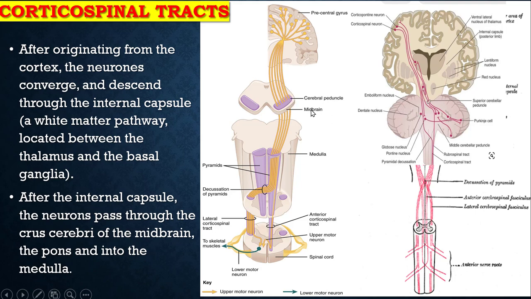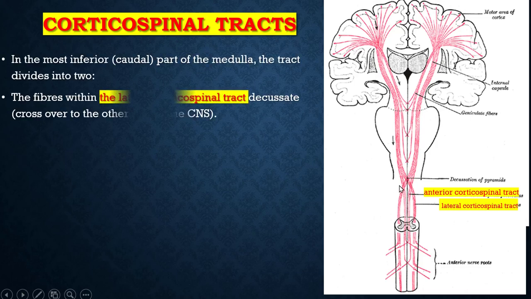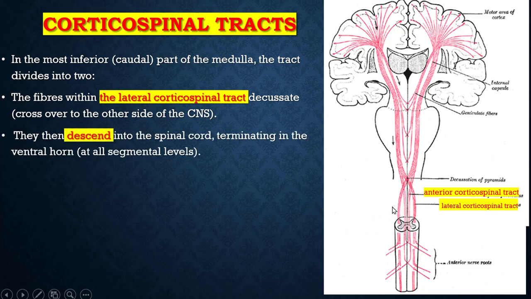Here you can see that the cerebellum is connected with the midbrain by 3 peduncles. Crus means peduncle. So these fibers then pass through these peduncles. This is the crus or the peduncle of the cerebrum, and then they descend downward. In the most inferior caudal part of the medulla, the tract divides into 2 parts. Here this is the most caudal part of the medulla, and here the tract divides into 2 parts. The fibers in the lateral corticospinal tract decussate, crossing over to the other side of the CNS. The lateral tract crosses or decussates to the other side.